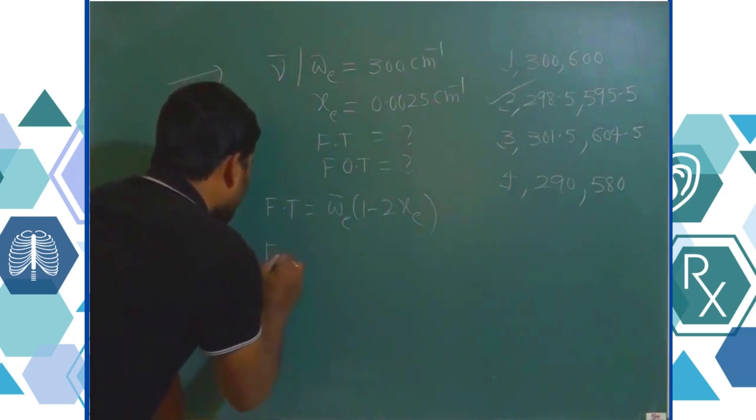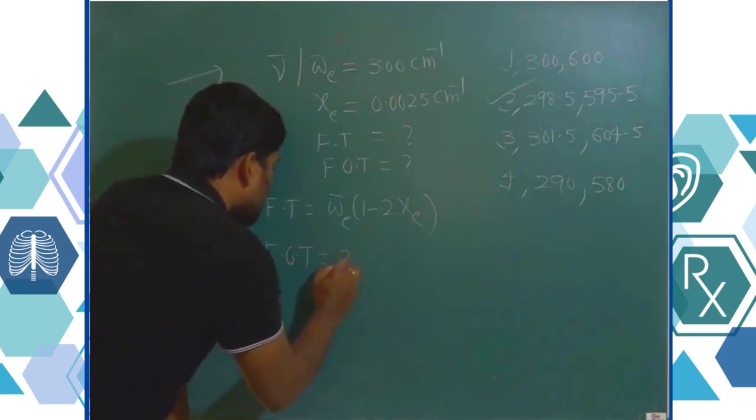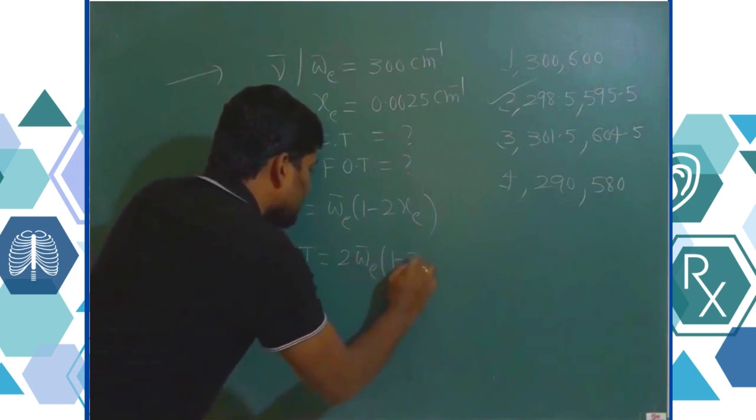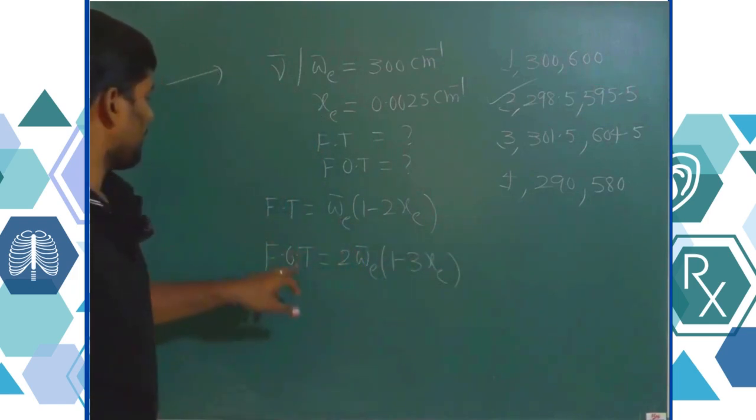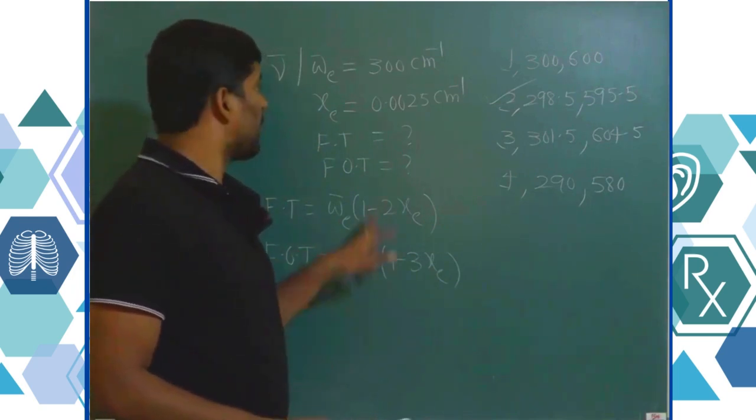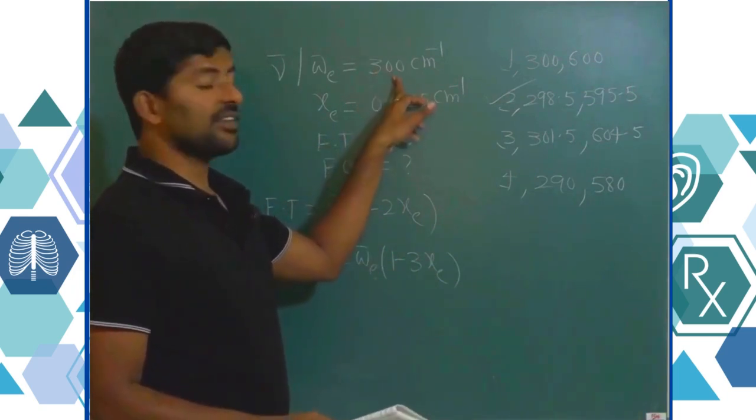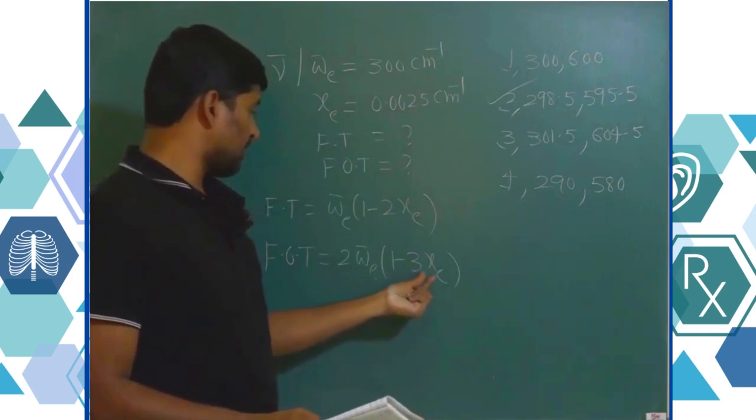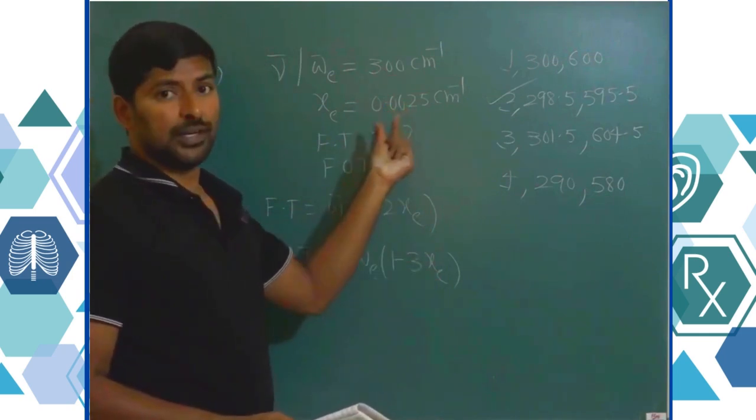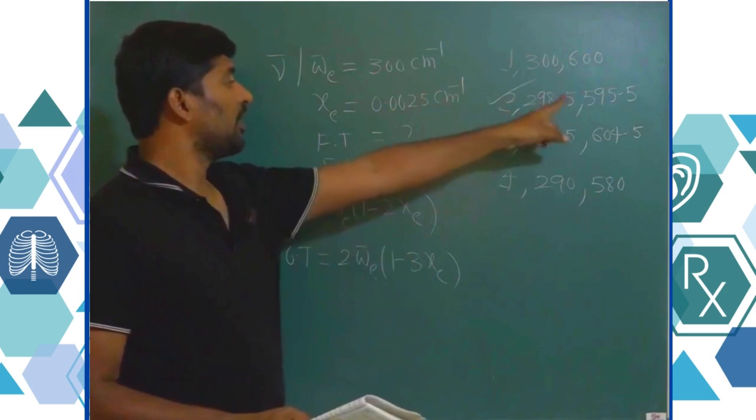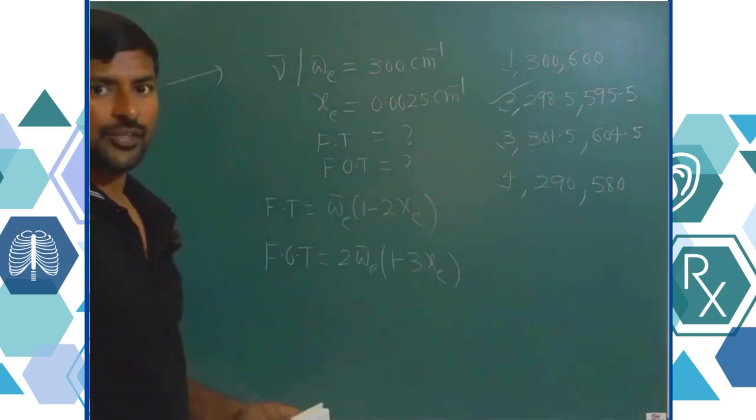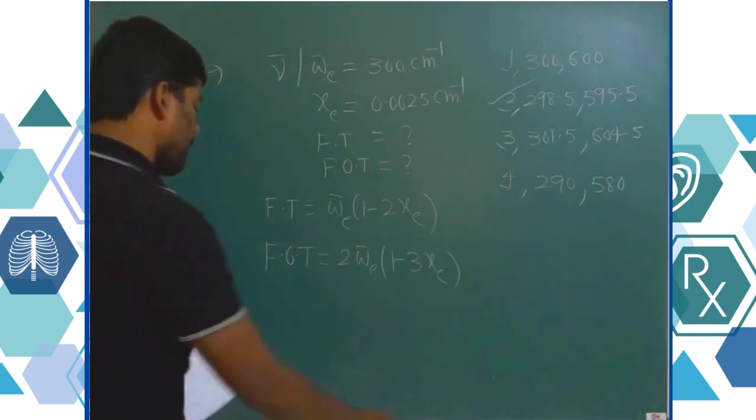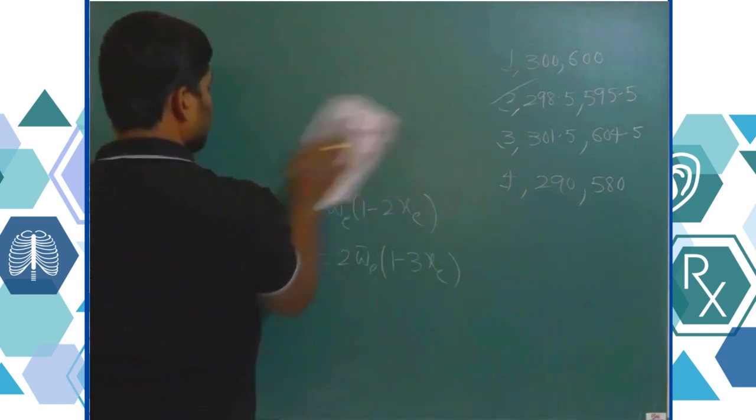Okay, first overtone, if you see, is 2 omega bar E into 1 minus 3Xe, almost double the fundamental. 2 omega bar E means 2 into 300, 600. Just below 600, since the Xe value is very, very small. That means 595.5.